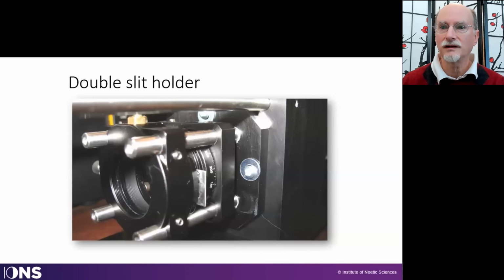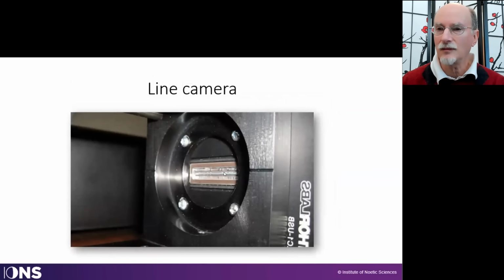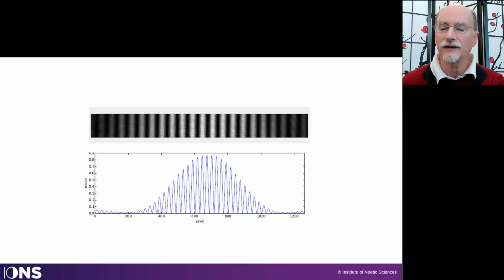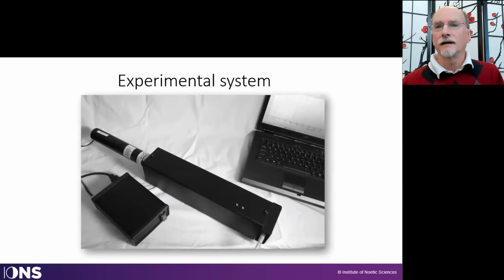So there's the double slit slide. There's this piece of metal over here, and it's inside this big thing to hold it. And then we have a line camera to look at the interference pattern. That's what the line camera sees, these alternating light and dark bands. If you draw that as an illumination graph, you can see it has this nice shape. That's what the system looked like when it was all sealed up.